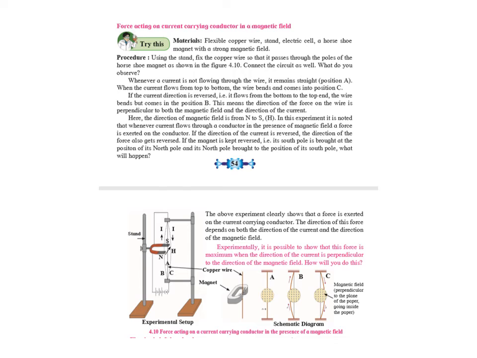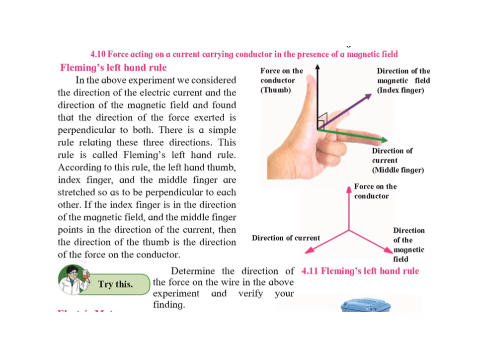So, what do we learn from this particular experiment? From this experiment, we see that not only is a magnetic field set up, there is a force also created due to the passage of electricity or electric current in a conductor. In the previous experiment, we considered the direction of the electric current and the direction of the magnetic field and found that the direction of the force exerted is perpendicular to both of them.